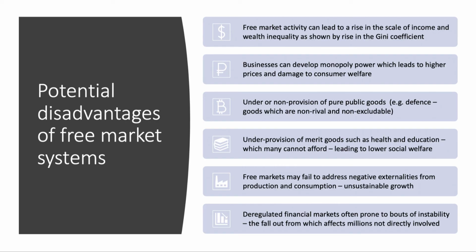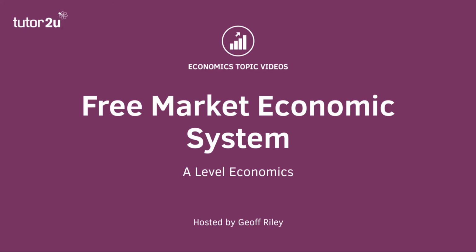And that under-provision of these things can lead to a fall in social welfare. Free markets on their own, without intervention, may fail to address the negative externalities from both production and consumption. And we've seen that markets can be unstable, unpredictable, particularly the risks of financial excess and contagion and systemic risk coming from lightly regulated financial markets, which are often prone to bouts of instability, perhaps prompted by the irrational exuberance of investors. And of course, the fallout from the global financial crisis affected millions of people, hundreds of millions of people not directly involved. If you want to capture the essence of this, I suppose you might say that the economy of billionaires and food banks is not necessarily sustainable. So there we go, a quick look at the free market economic system.